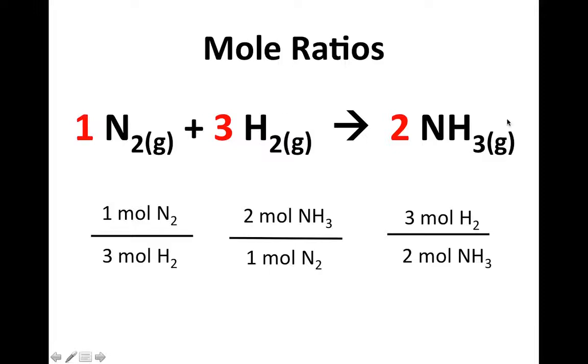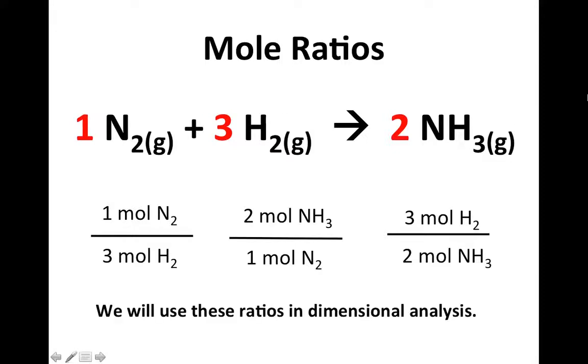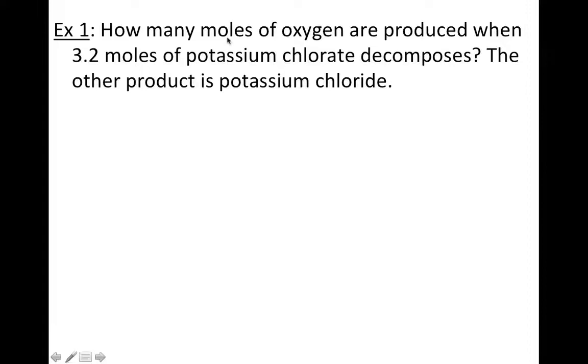So it's okay. So that kind of brings us to the point of when are we going to use mole ratios? Well, we're going to use these ratios in dimensional analysis because if I know how many grams I have of one thing, then this is going to allow me to calculate grams from here to go all the way to grams from here.